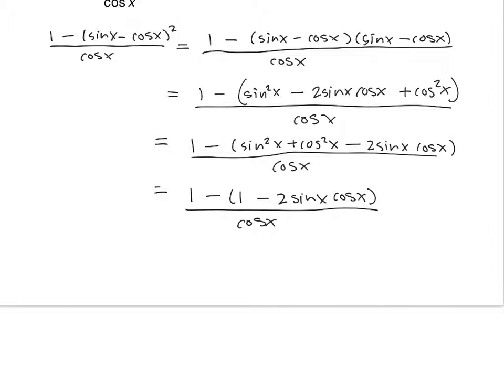And then when you distribute that negative, what happens to the ones? They cancel. What happens to the negative sign? It also goes away. So you've got 2 sine x cosine x over cosine x. And then do a happy dance. Why are you doing a happy dance? Because now it's almost done. You get 2 sine x, and you make your big old box saying, yeah, I proved it. Woo!